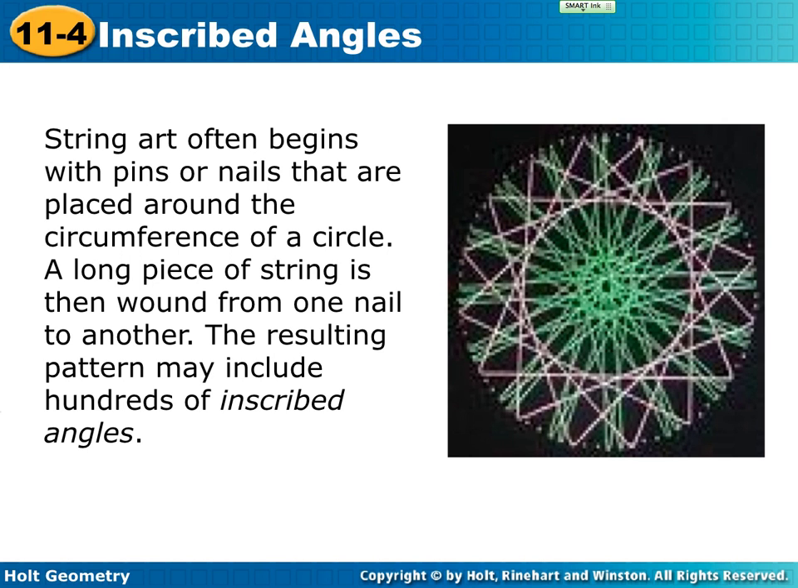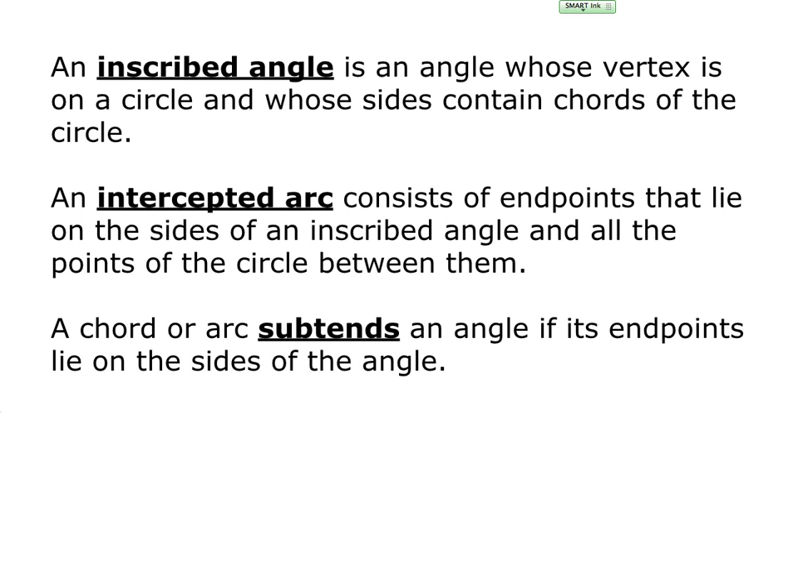So this makes a lot of inscribed angles. Now the inscribed angles are the ones that wrap around the nail. So when the angle is right on the nail in the outside edge, that's making an inscribed angle. So the actual definition: an inscribed angle is an angle whose vertex is on a circle and whose sides contain chords of the circle. Draw yourself a picture. What would an inscribed angle look like? Have a circle, an angle whose vertex is on a circle and whose sides contain chords.